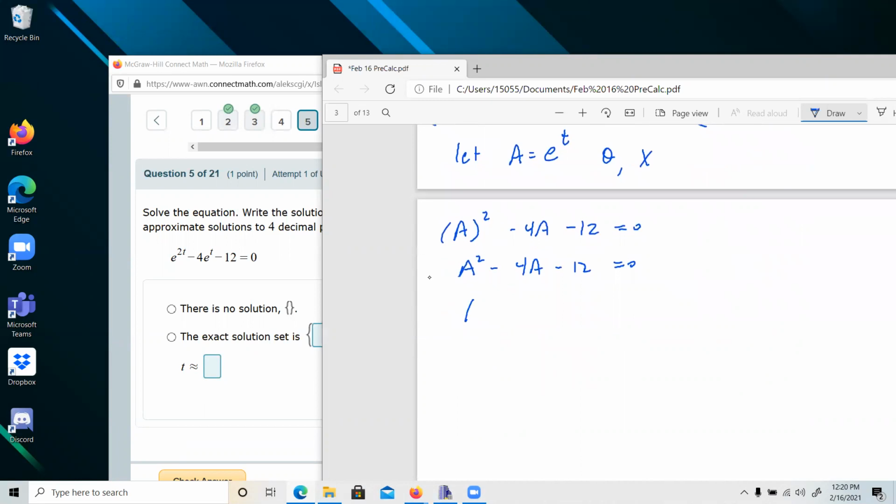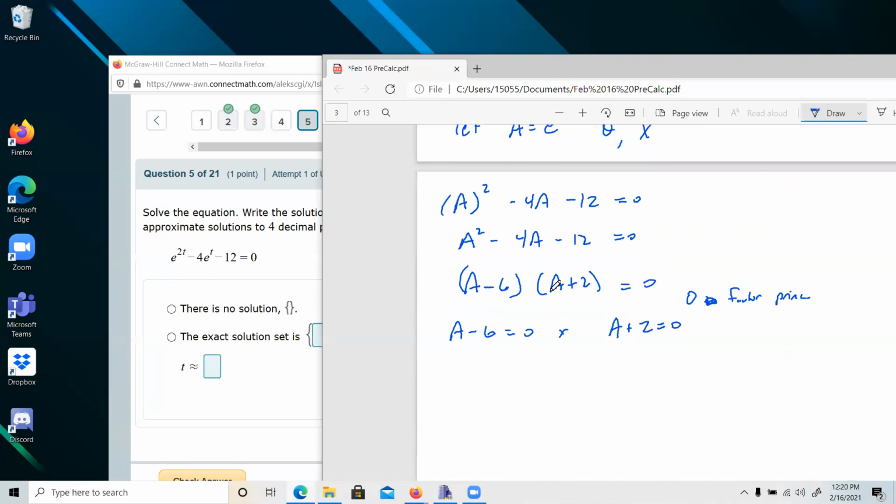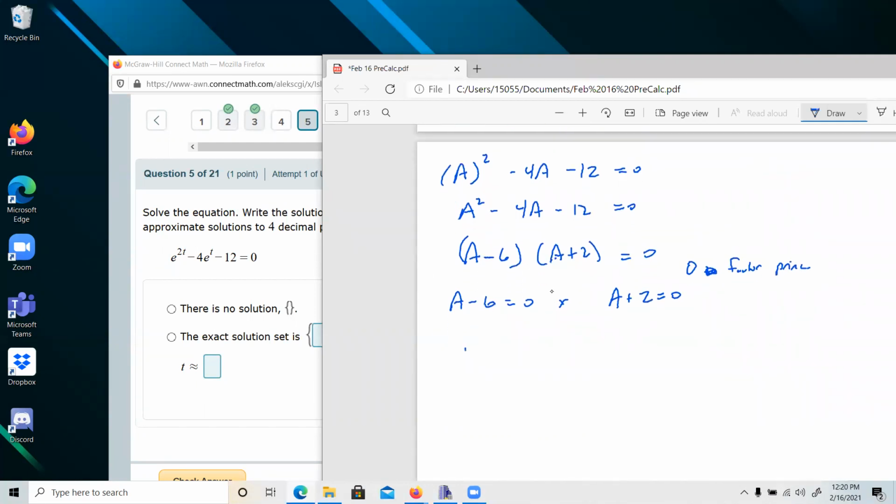So this was a minus 6 and a plus 2, I believe. It's minus 6 plus 2 is minus 4, and minus 6 times 2 is minus 12. Okay, so we're going to have a minus 6 equals 0, or a plus 2 equals 0. Again, zero factor principle. That's what this was, the thing that we used. And then we have a is equal to 6, or a is equal to negative 2.